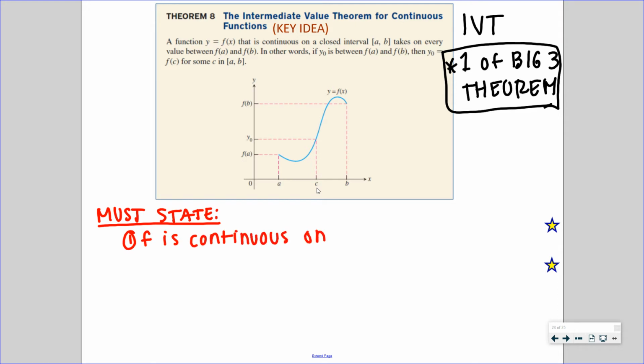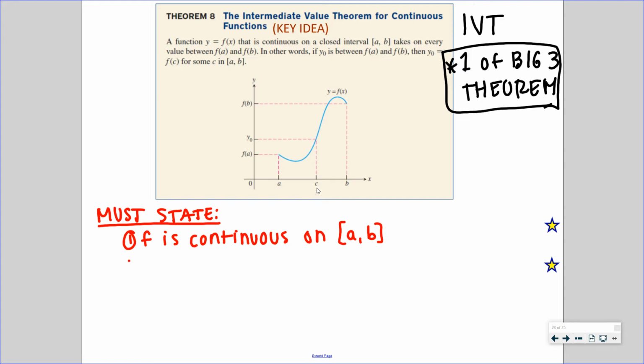Now, this might be as easy as, hey, the function's a polynomial. Polynomials are continuous everywhere, therefore it's continuous on the interval -5 to 7. Okay? Or you might have to go through the steps of showing continuity. It depends on the interval too. But usually they're giving you a function. Is it continuous on this interval? Hey, square root functions are continuous everywhere on their domain. Their domain is only positives, therefore it's continuous on the interval 7 to 10, if that's what the interval is. Okay? That's the first thing you have to show.